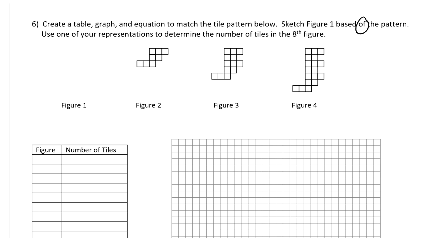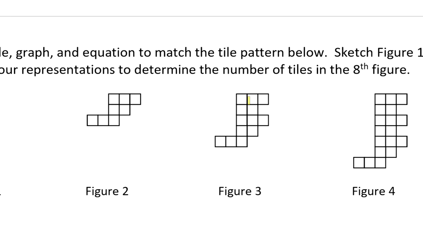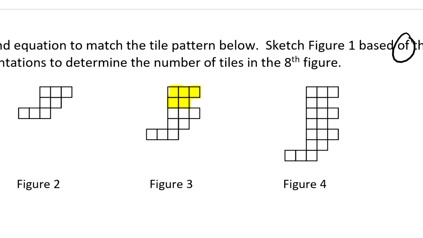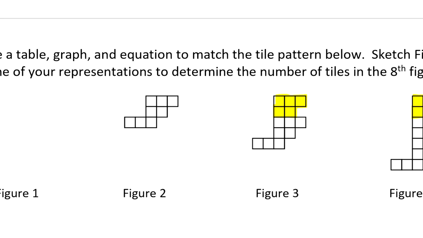So if I'm taking a look at this, sometimes I like to spend a little bit of time just kind of looking at the figure and highlighting what's new. So as I go from figure 2 to 3, these are new tiles, right? And as I go from figure 3 to 4, these are new tiles, right? So what appears to be happening each time is I'm adding this kind of jagged block of 5 to the top of the pattern.